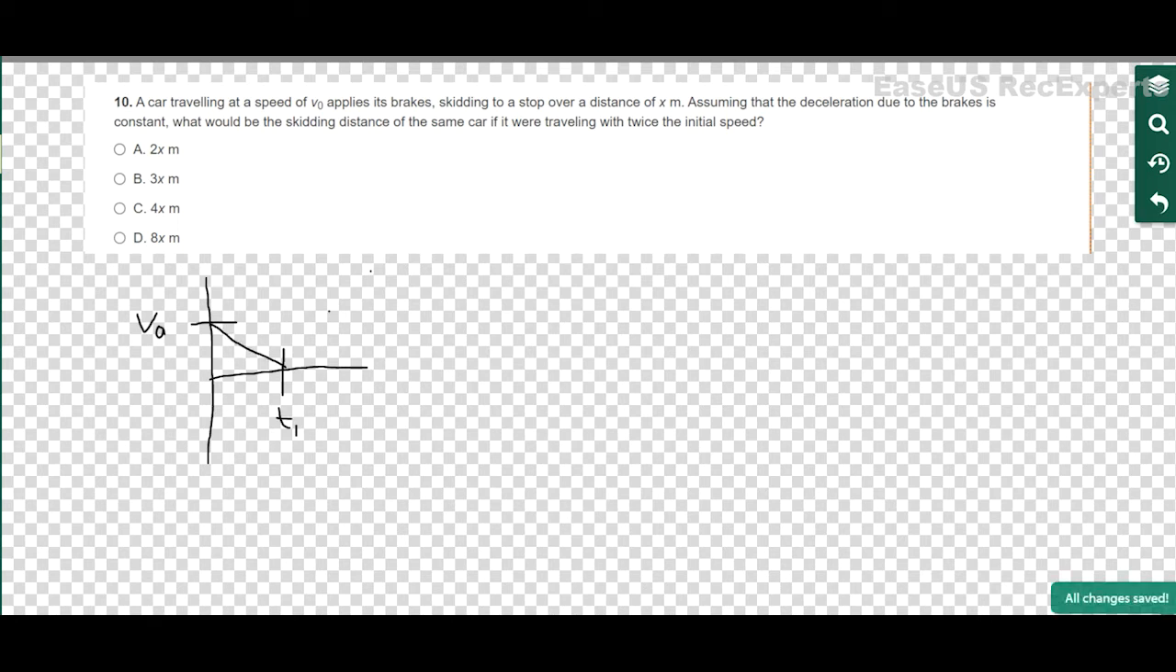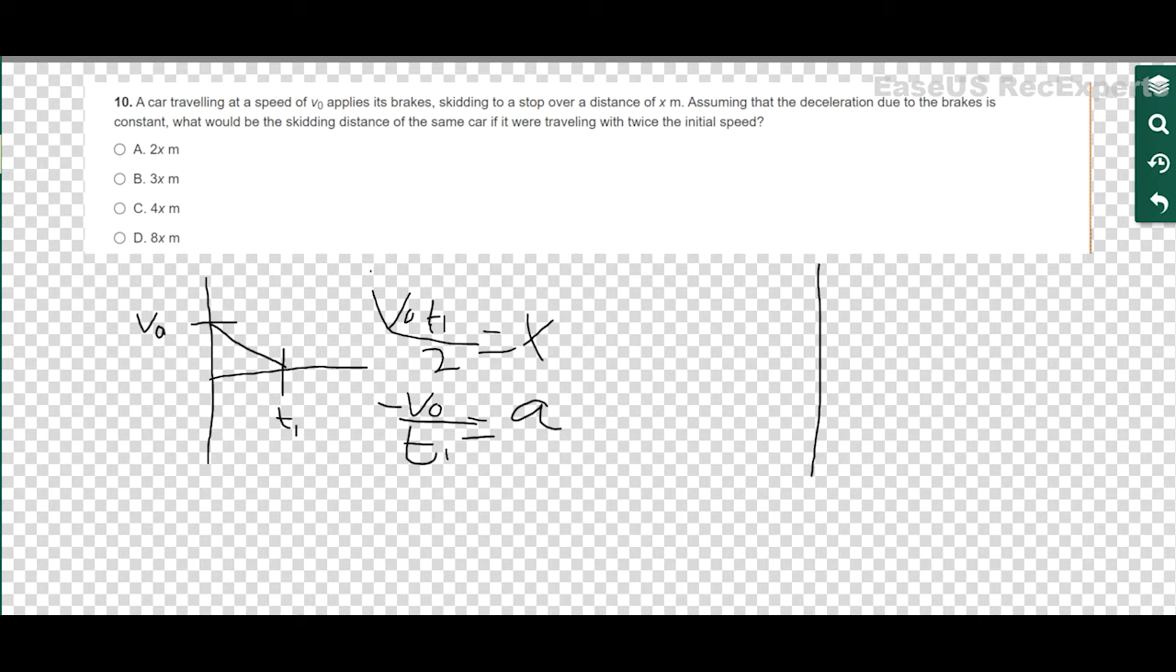So this area, we'll label V initial times T1 over 2 as equal to X. And we also have to label the slope of this equal to A. In this case our slope would be negative V initial over T1, because our rise is negative V initial, it goes downward, over T1. We set that equal to A.